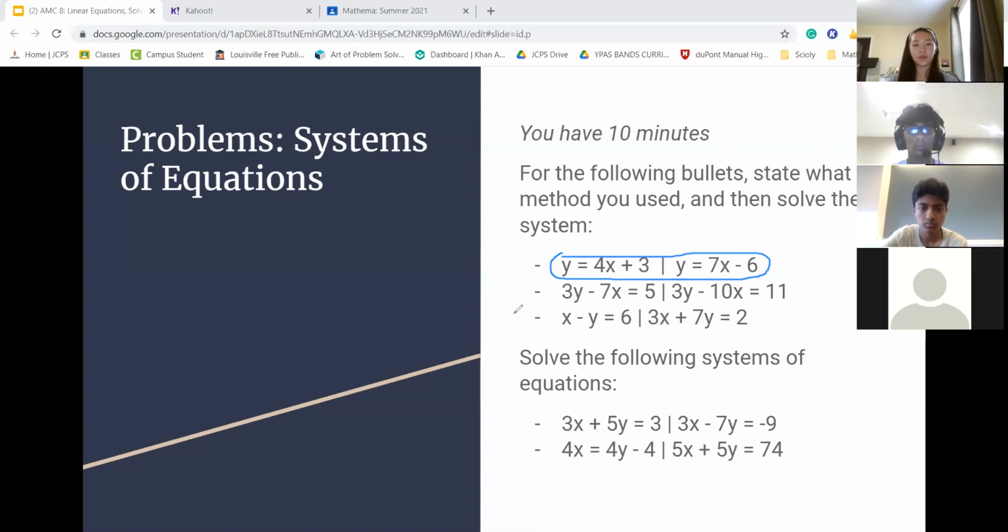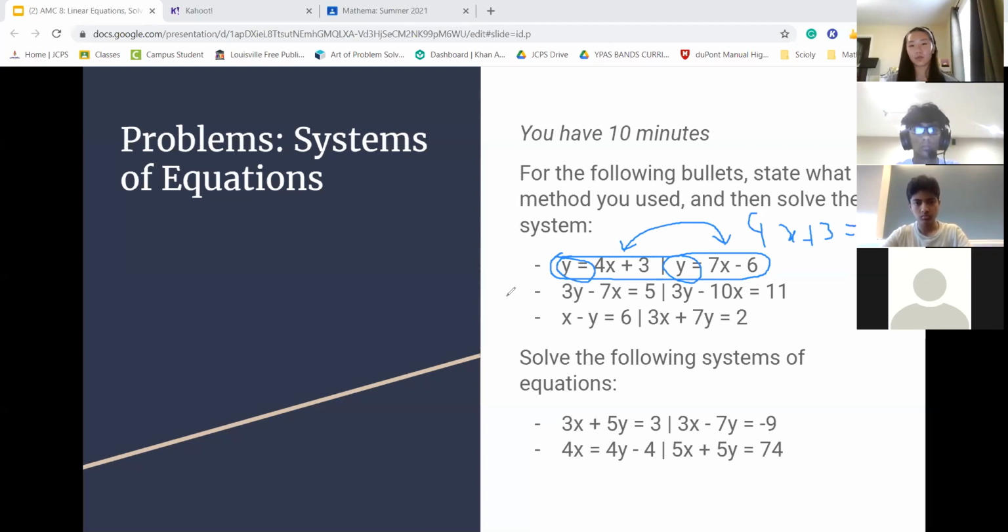Yeah, so the equal value method, where you have y equals in both of the equations, would be very useful in this situation since we have y equals here and here. So we can just set these two parts equal to each other, and you would just solve for x here, 7x minus 6.